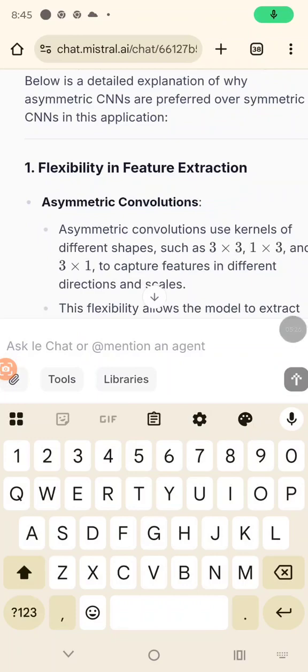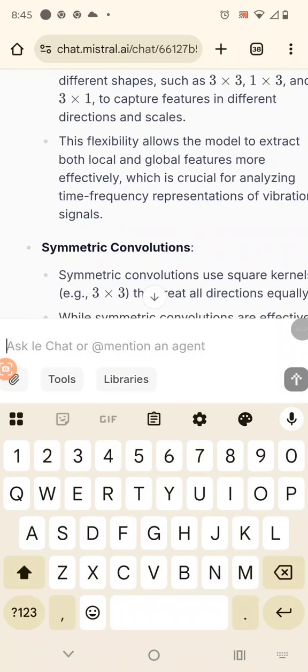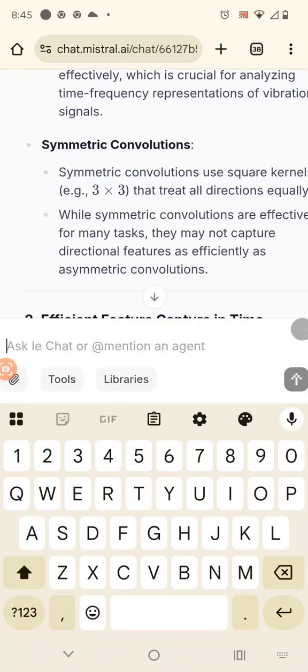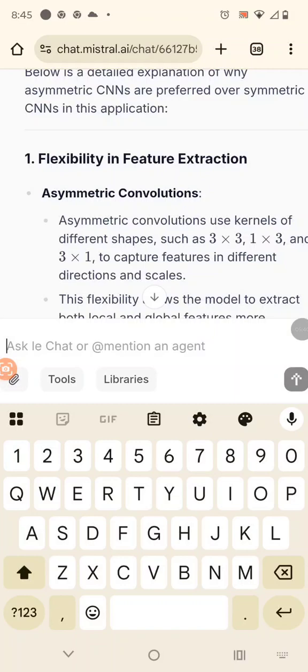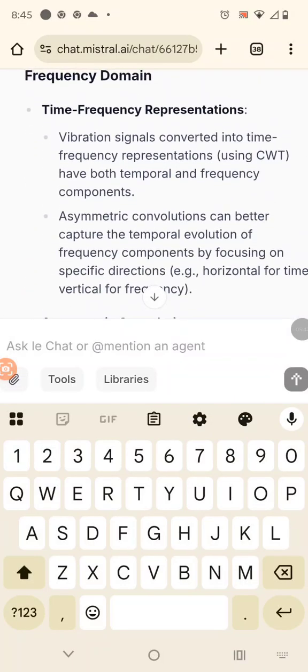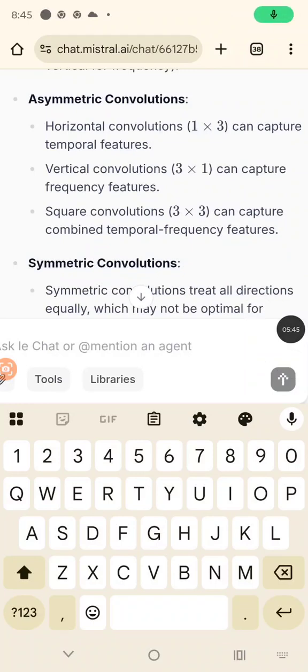So why asymmetric convolutions? The hope is that they can capture directional features better than symmetric convolutions like 3 by 3. Like it says here, horizontal convolutions, 1 times 3, can capture temporal features better. Vertical convolutions, 3 times 1, can capture frequency features. So one on the x-axis, the other on the y-axis, and square convolutions can capture combined temporal frequency features.